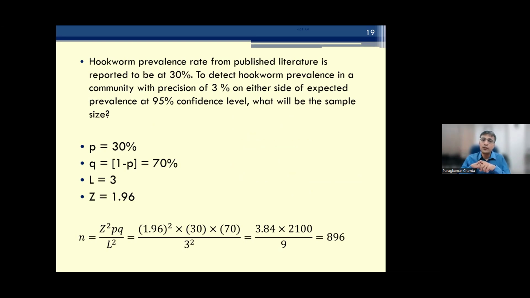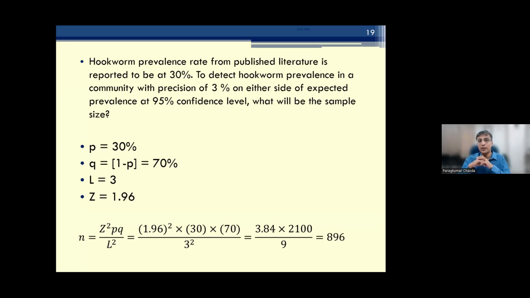Hookworm prevalence from published literature is reported to be 30%. And in our area, we wish to find out what would be the hookworm prevalence. To detect hookworm prevalence in a community, we are going to go to children under 5 in a particular community, and we are going to collect stool samples. So how many stool samples should we collect to be able to detect a prevalence which might be somewhere around 30%?